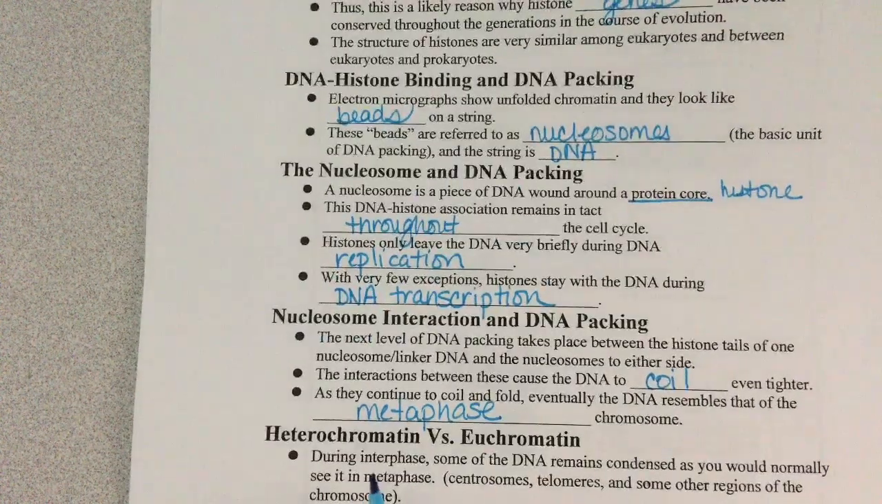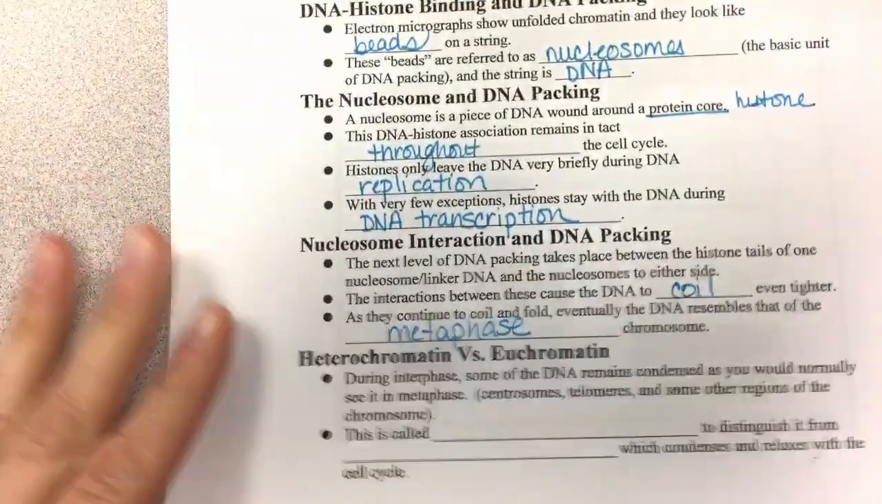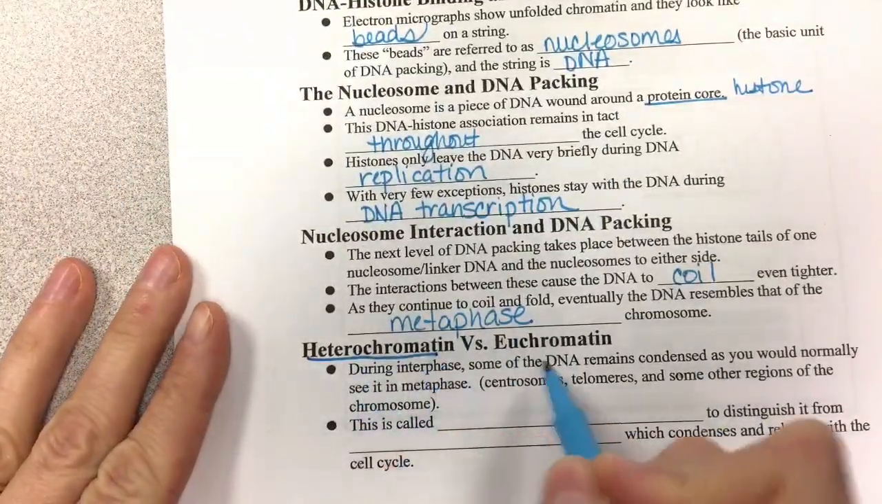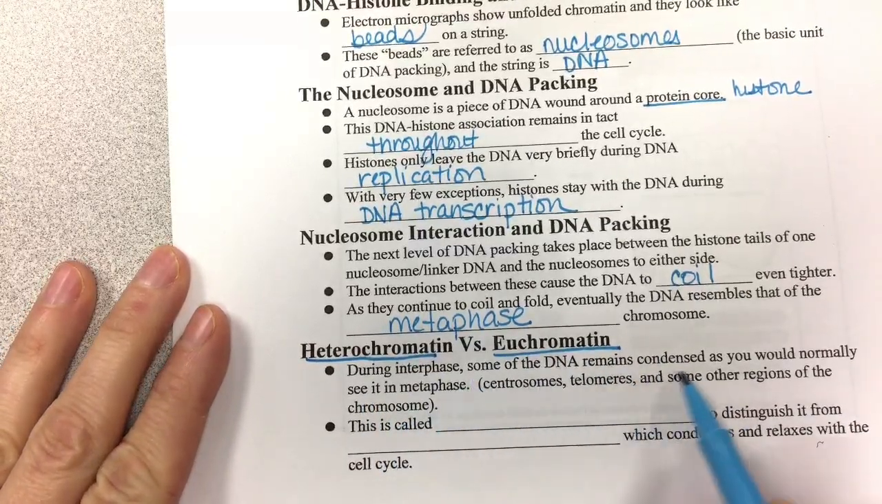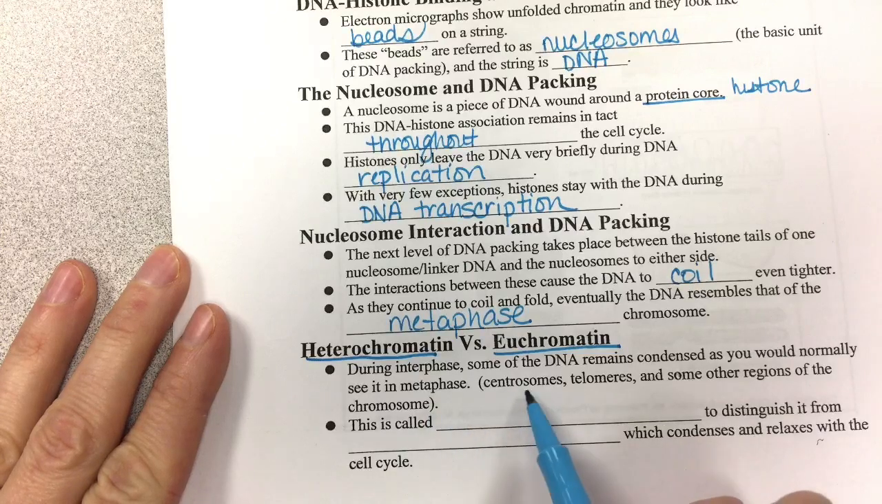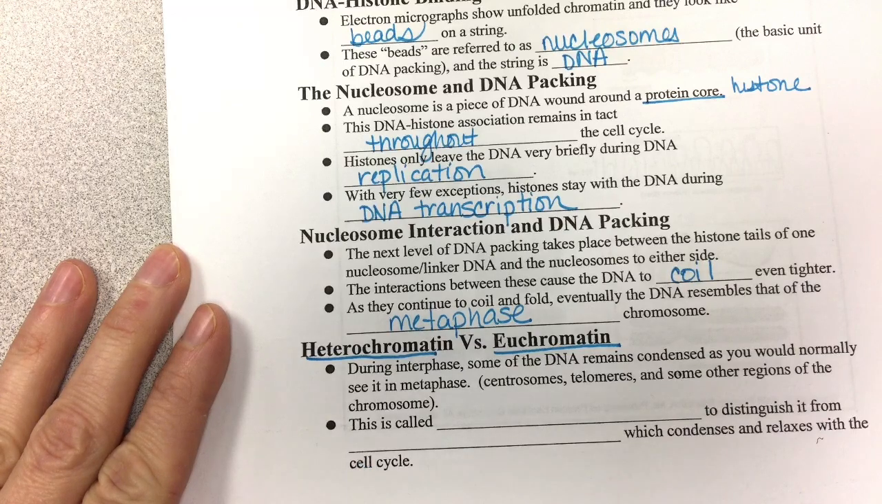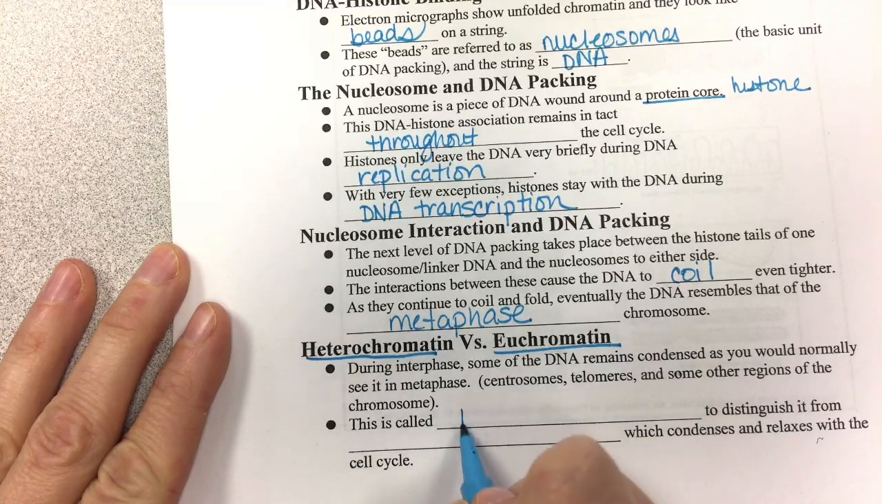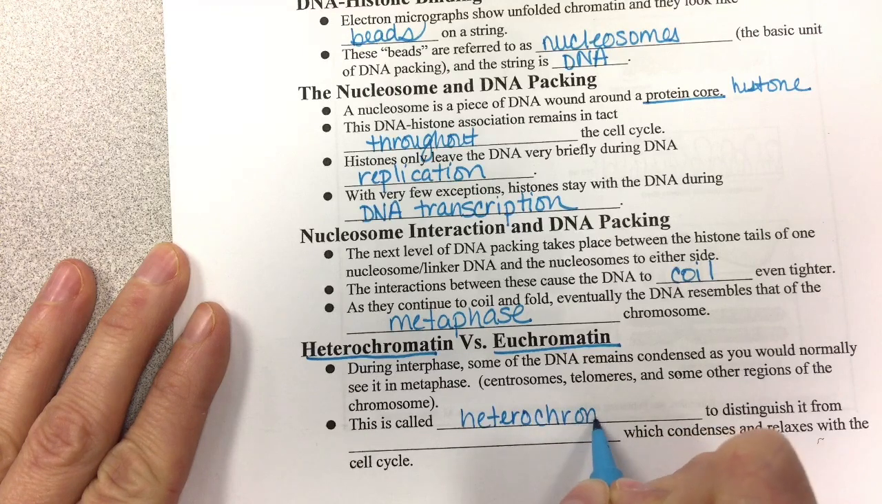Okay, here are some new things: heterochromatin versus euchromatin. During interphase, some of the DNA remains condensed as you would normally see it in metaphase. The centromeres, the telomeres, and other regions of the chromosome are called heterochromatin. So some chromatin stays condensed.